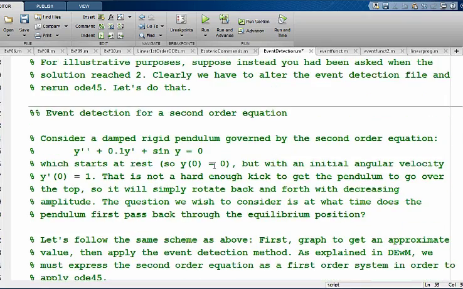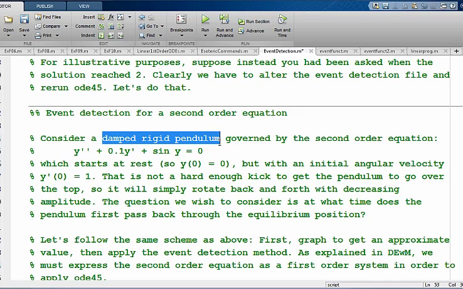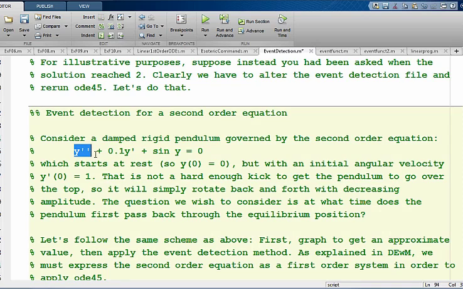And now let's look at event detection for a second order equation. So I will consider here a damped rigid pendulum governed by the second order equation, y double prime plus 1/10 y prime plus sine y equals 0. This is the usual damped pendulum equation. The damping coefficient is 0.1. Y double prime plus sine y equals 0 is the usual equation for an undamped pendulum, this one is damped.